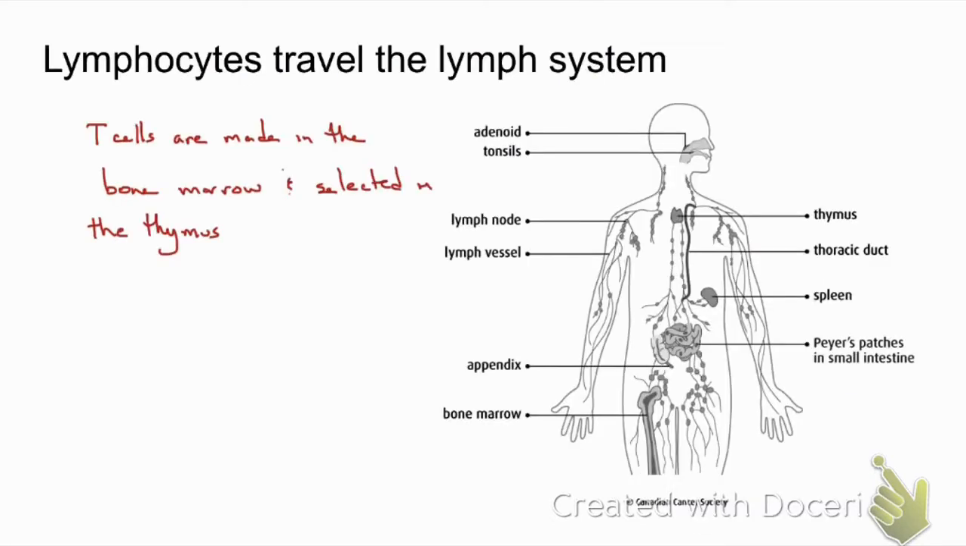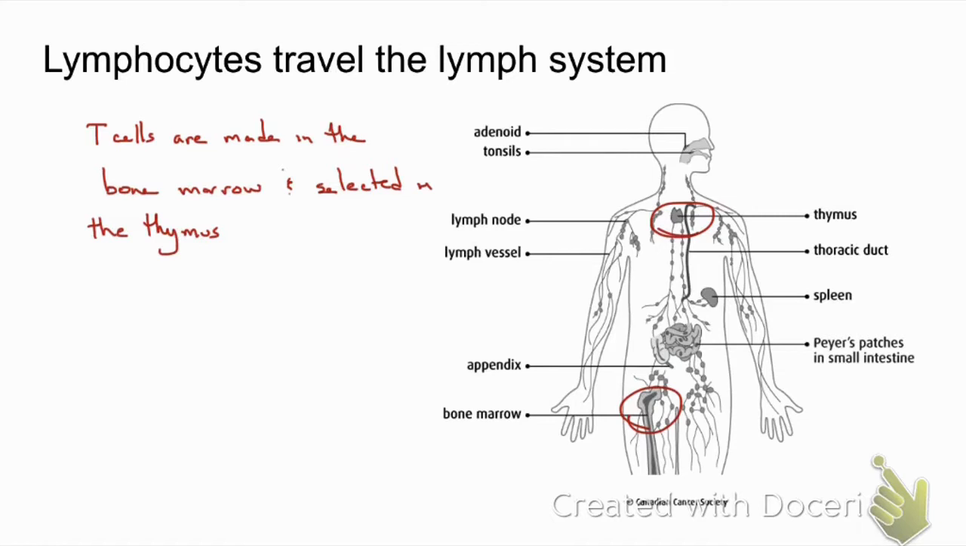T cells, both T helper and cytotoxic T cells, are made in the bone marrow and they are selected within the thymus. The bone marrow here is shown on the bottom left of the picture. In this particular case, we're looking at the bone marrow of the femur, which is a really big site for production of blood cells, both red and white blood cells. Actually, this is the location of the hematopoietic stem cells that we talked about in previous lectures.